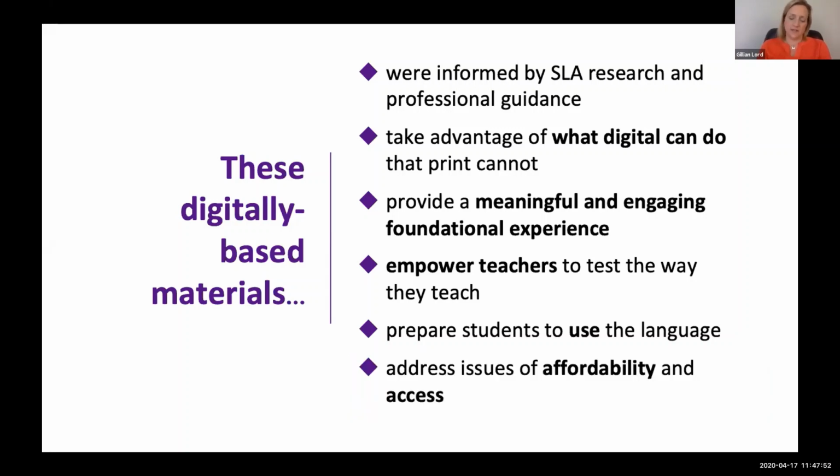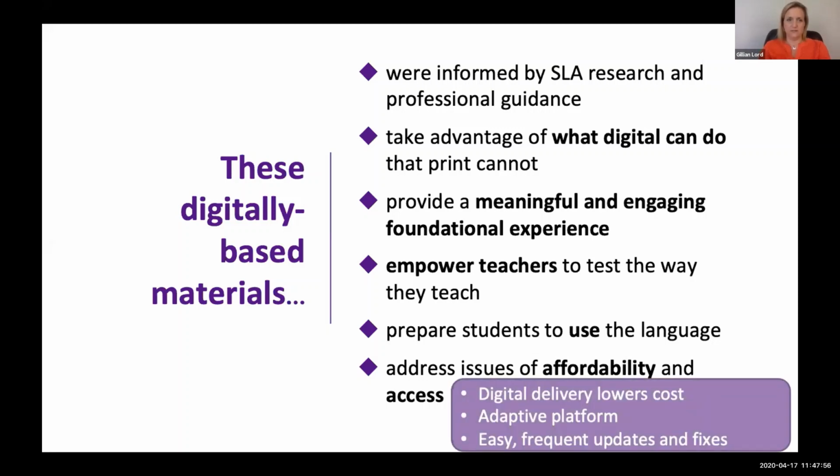And then affordability and access. I didn't talk a lot about this, but the digital delivery definitely lowers the cost. You don't have printing costs, but you also don't have warehouse costs where publishers have to store all the books, and delivery costs. The adaptive platform makes accessibility also relevant.